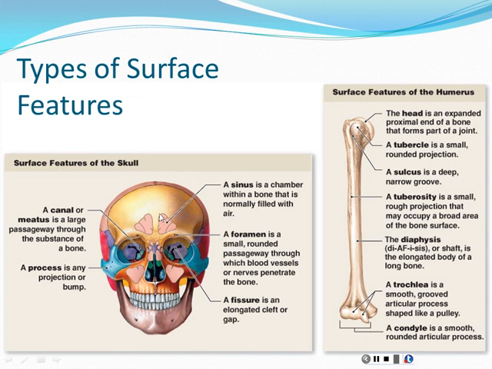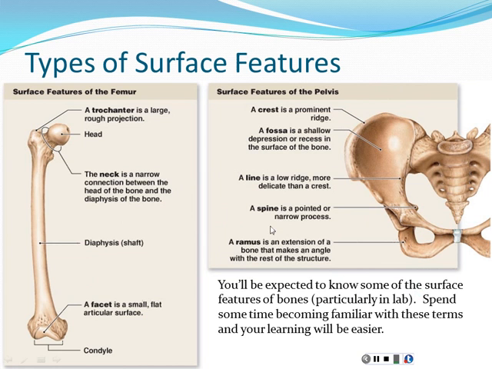Okay. Some other surface features. Long bones have heads, so there'll be a head at one end. A tubercle is a small rounded projection. We'll get to that later. A sulcus is a deep, narrow groove, so it's kind of a valley in a bone. A tuberosity is a small rough projection. And then, we'll talk about that later too. Okay. Sorry. I'm trying to keep it simple for now, and then we'll get into the specifics when we get to the actual bones.